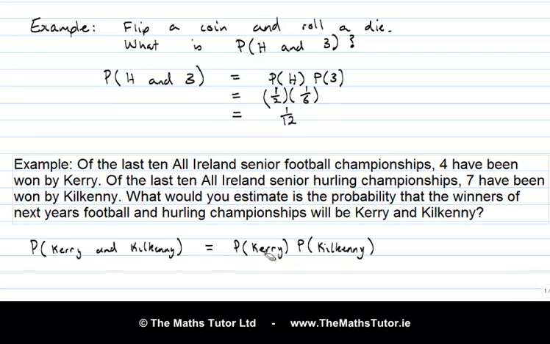But we've seen in previous lessons that one way to estimate probabilities is to look at relative frequency from past trials. So this is where our information about the last 10 years comes in. We see that in the last 10 years, Kerry have won 4 out of 10. So we'd estimate the probability of Kerry winning to be 4 out of 10. That's the relative frequency. And what about Kilkenny? Well, the relative frequency of Kilkenny winning in the last 10 years is 7 out of 10. So the answer that we're looking for, our estimate of the probability that Kerry and Kilkenny will both win, is equal to 28 over 100, or 0.28.